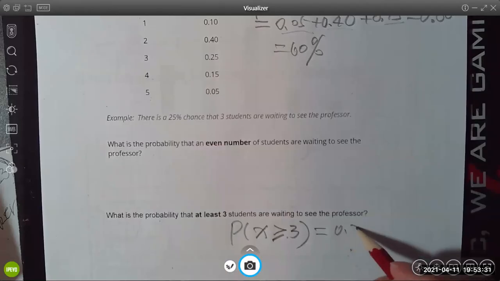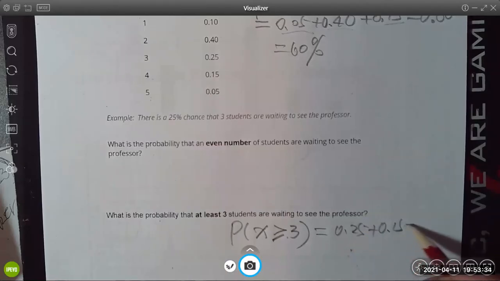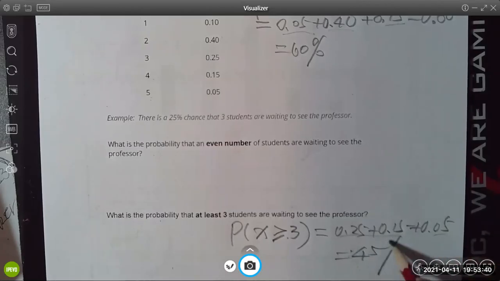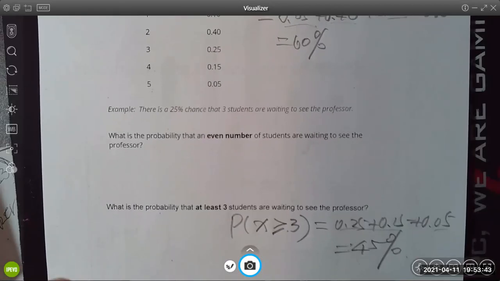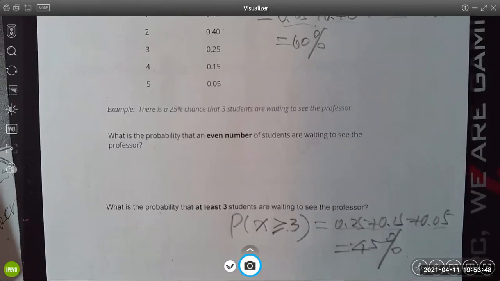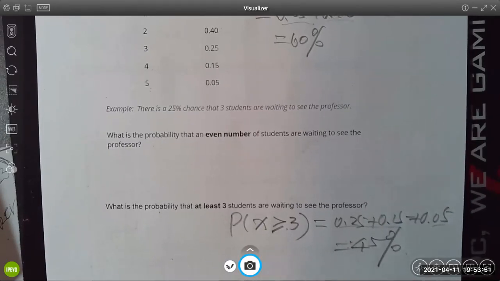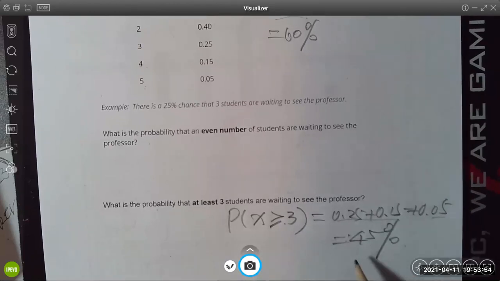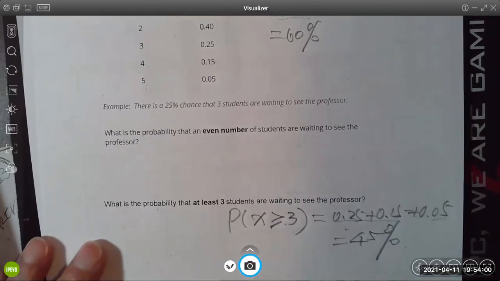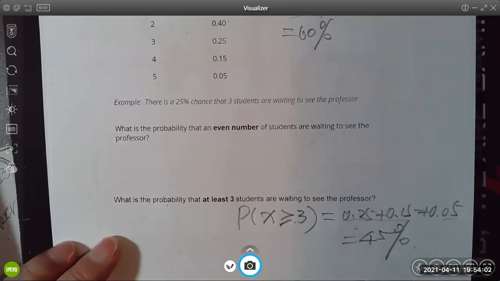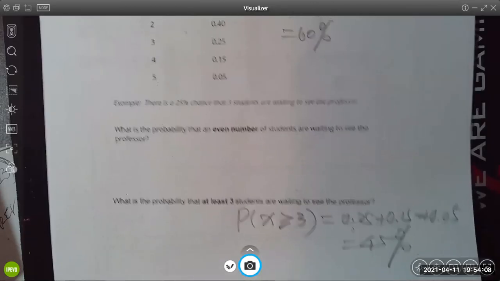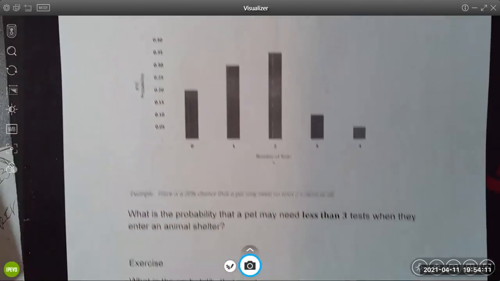We get 0.25 plus 0.15 plus 0.05. This is 40, 45. So 45%. So in this case, this professor had better not be late, because there's almost a 0.5 chance that this professor on any given day could see 3 to 5 students. If you have more students waiting and you're not showing up, that's an issue, especially when it is a repeating issue. That's a serious issue then.